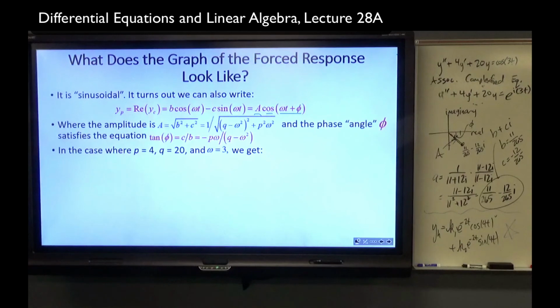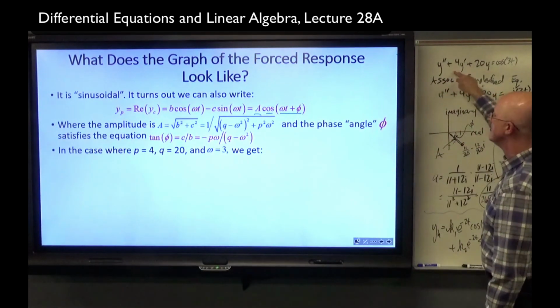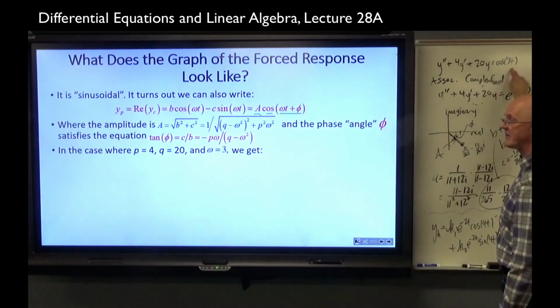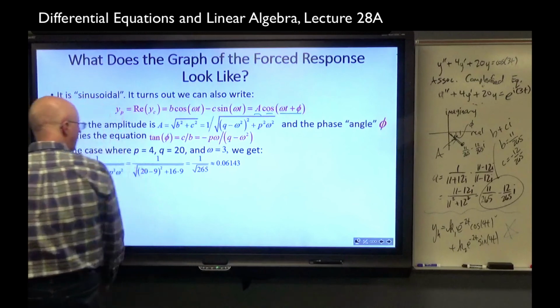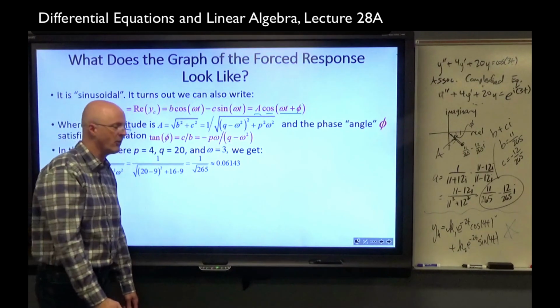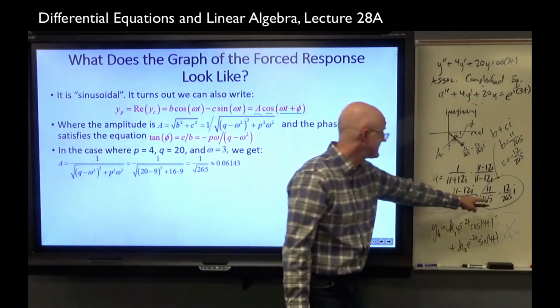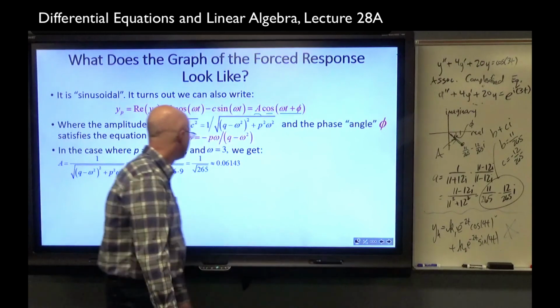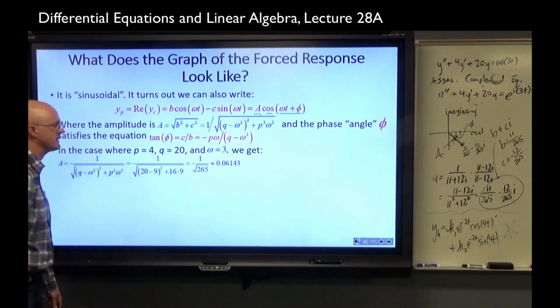In our example, this one here, p is 4, q is 20, omega is 3. What happens with these numbers? A turns out to be 1 over square root of 265, about 0.06143. 265, is that an accident? No, it's not. That's the amplitude of the sinusoid for our example when p is 4, q is 20, and omega is 3.